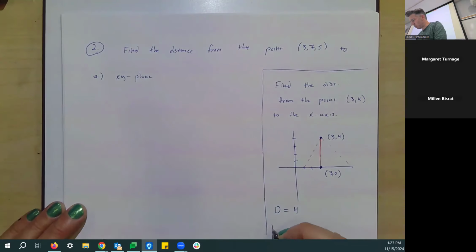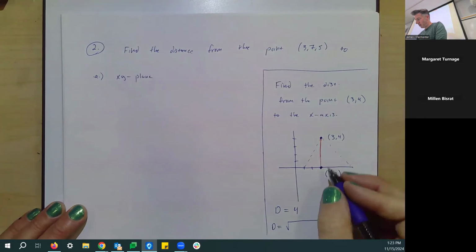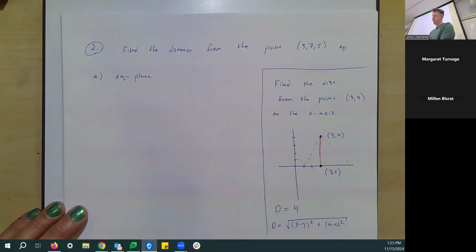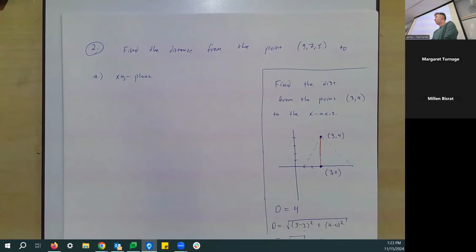You could use the distance formula and say it's the square root of, it's going to feel a little silly, (3 minus 3) squared plus (4 minus 0) squared. Let's see, that's the square root of 0 plus 16, which is just 4. So the math definitely works if you want to do it the longer way.